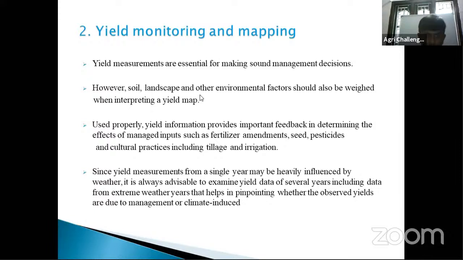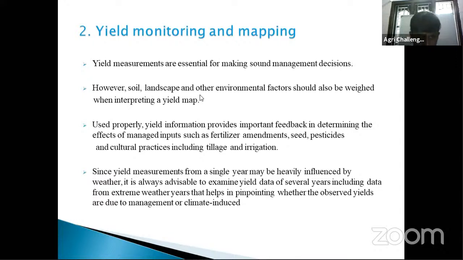Then this yield map is used properly. Yield information provides important feedback in determining the effects of management inputs. If we applied 50 kg of input uniformly or based on variability, then how much yield did we get, and how much further can we improve? All those details it will provide. Management such as fertilizer, amendments, seed, pesticides, and cultural practices including tillage and irrigation, all these aspects we can interpret from yield variability maps.